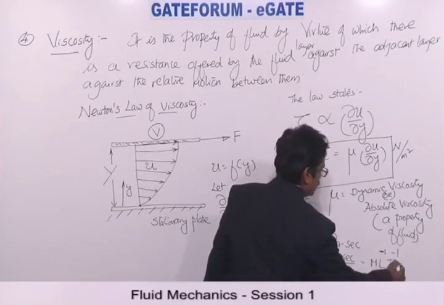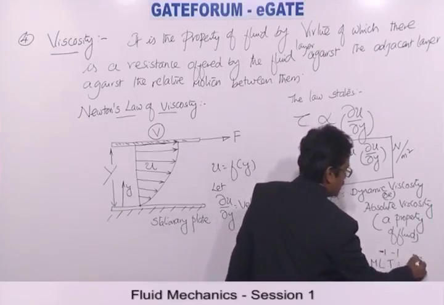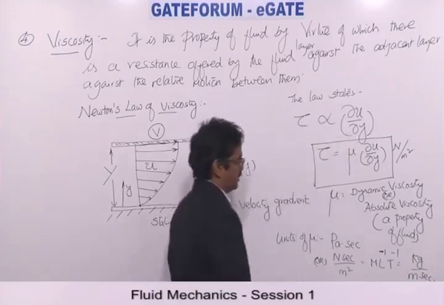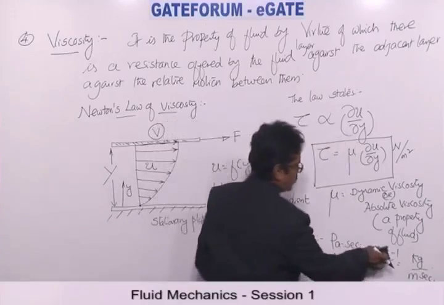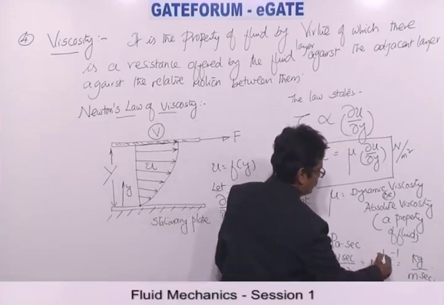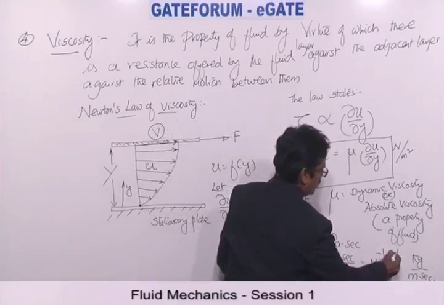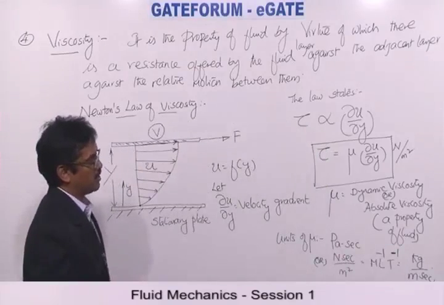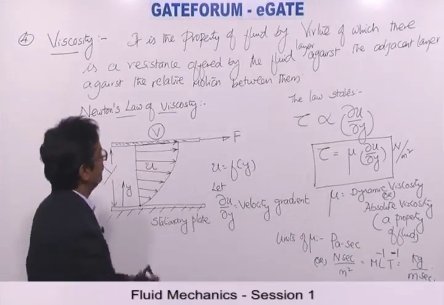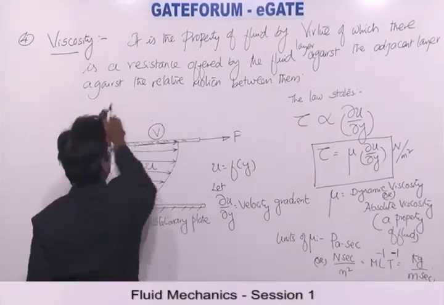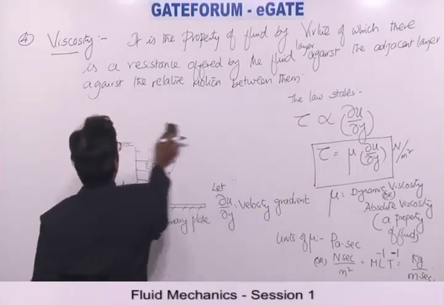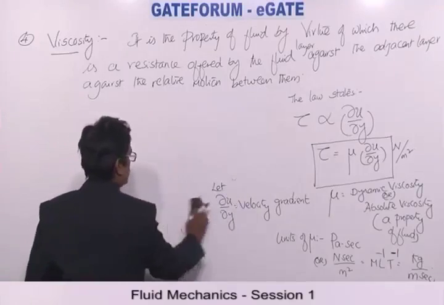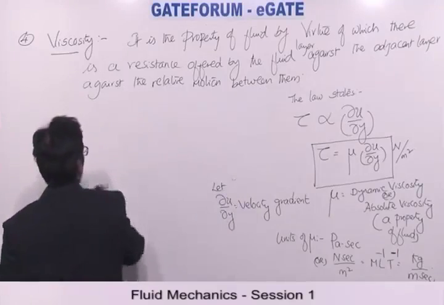This Pascal second, which is also called kg per meter second, can also be given like this, ML^-1 T^-1. This is the dimensional formula for the dynamic viscosity, kg per meter second, which is a property. Because water is an important fluid, I would like to give its value.